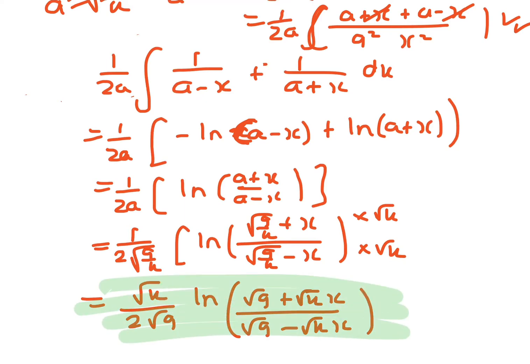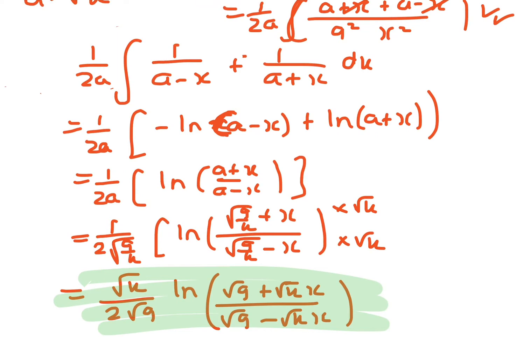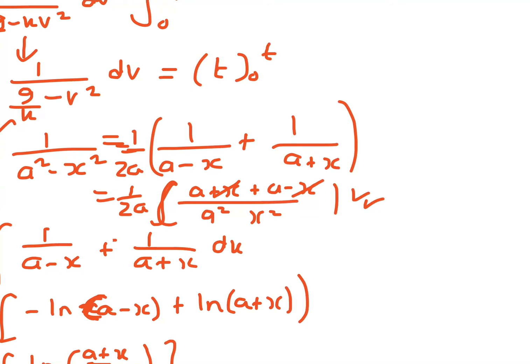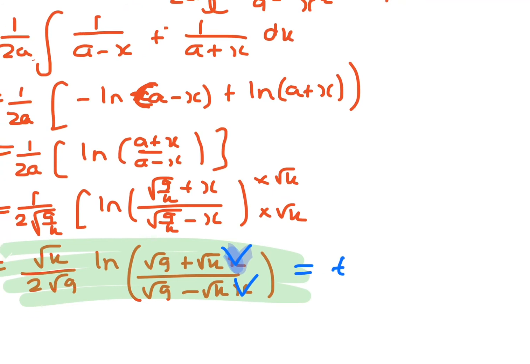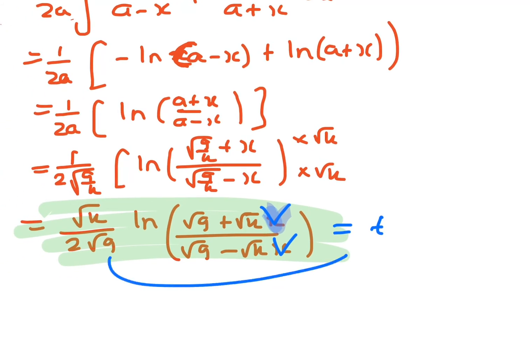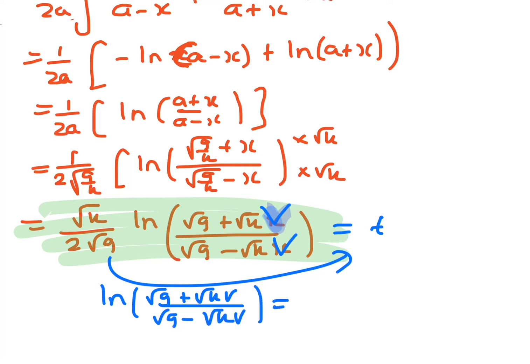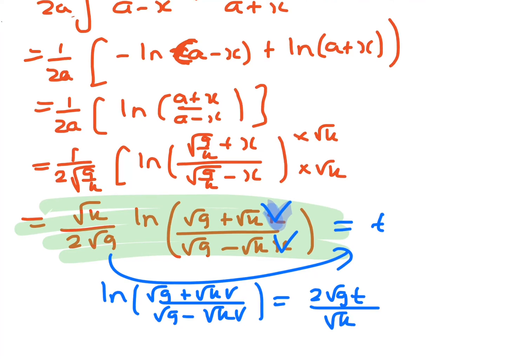Potentially that will be the required result. Okay, so it's not quite the required result, because the required result has v's in it. So I'm just going to change this to v. So it's going to be v's as well. And on the other side, what did I get for the time? The time would be t minus 0, so it's just a positive t. So now I have to make t the subject. I'll move those over there, and I'll get ln of root g plus root kv over root g minus root kv equals 2 root g t over root k.